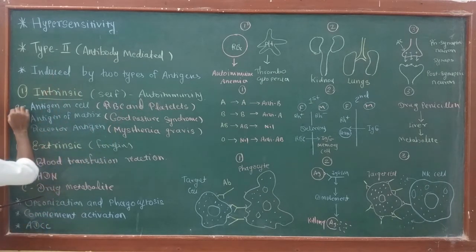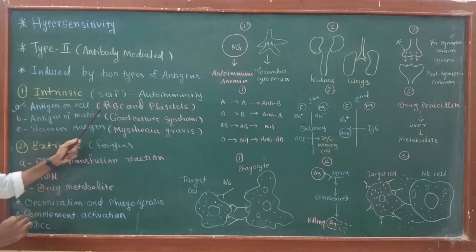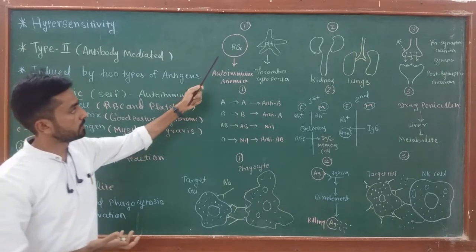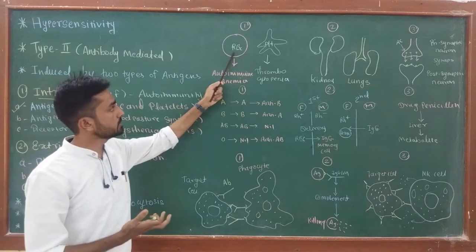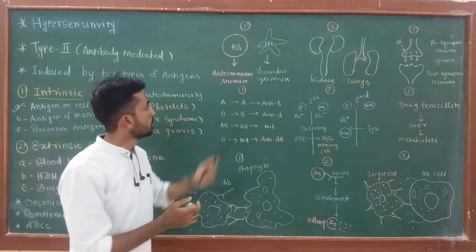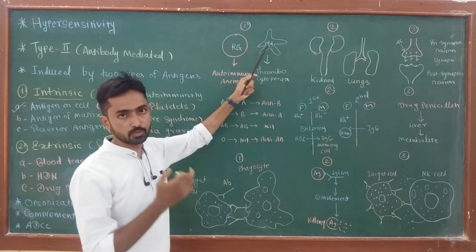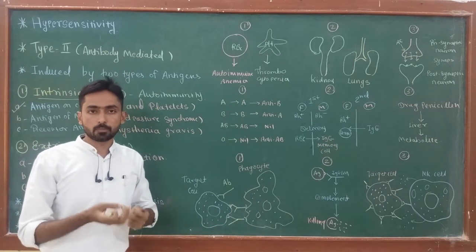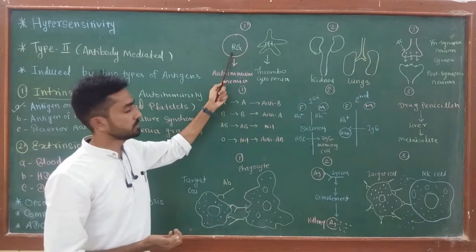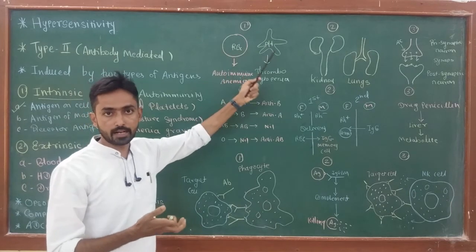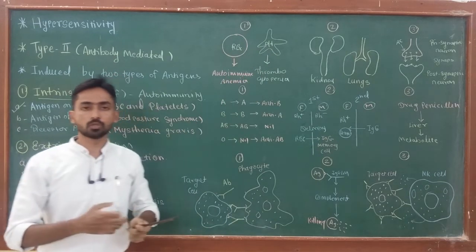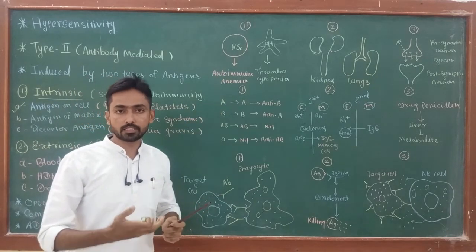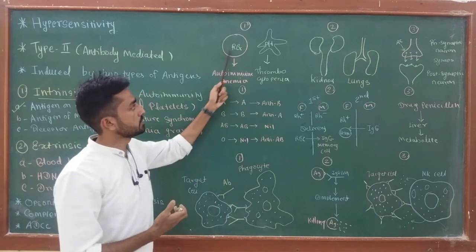Okay, so first is antigen on the cell. Cells like red blood cells and platelets, which are present in the blood. Okay, and these RBCs have a number of different types of antigen on their surface. Similar is the case with platelets. Okay, and sometimes autoantibodies are produced against the RBC antigens or platelet antigen, and the antibody gets attached to the RBC and platelet, which leads to rapid degradation or rapid lysis of the RBC and platelet.